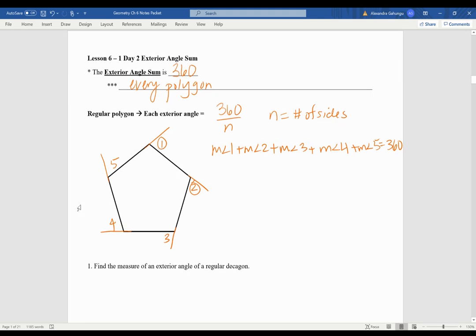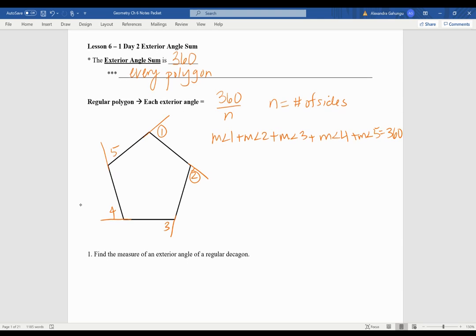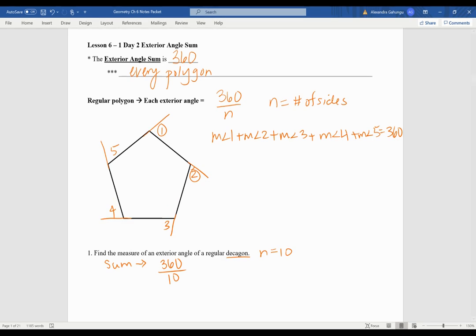So if I look at my first question, find the measure of the exterior angle of a regular decagon. So we know a decagon has 10 sides, so n is 10. And so the sum of my exterior angles is 360. So to find each, so one of them, I divide it by 10. So each exterior angle is going to be 36 degrees.